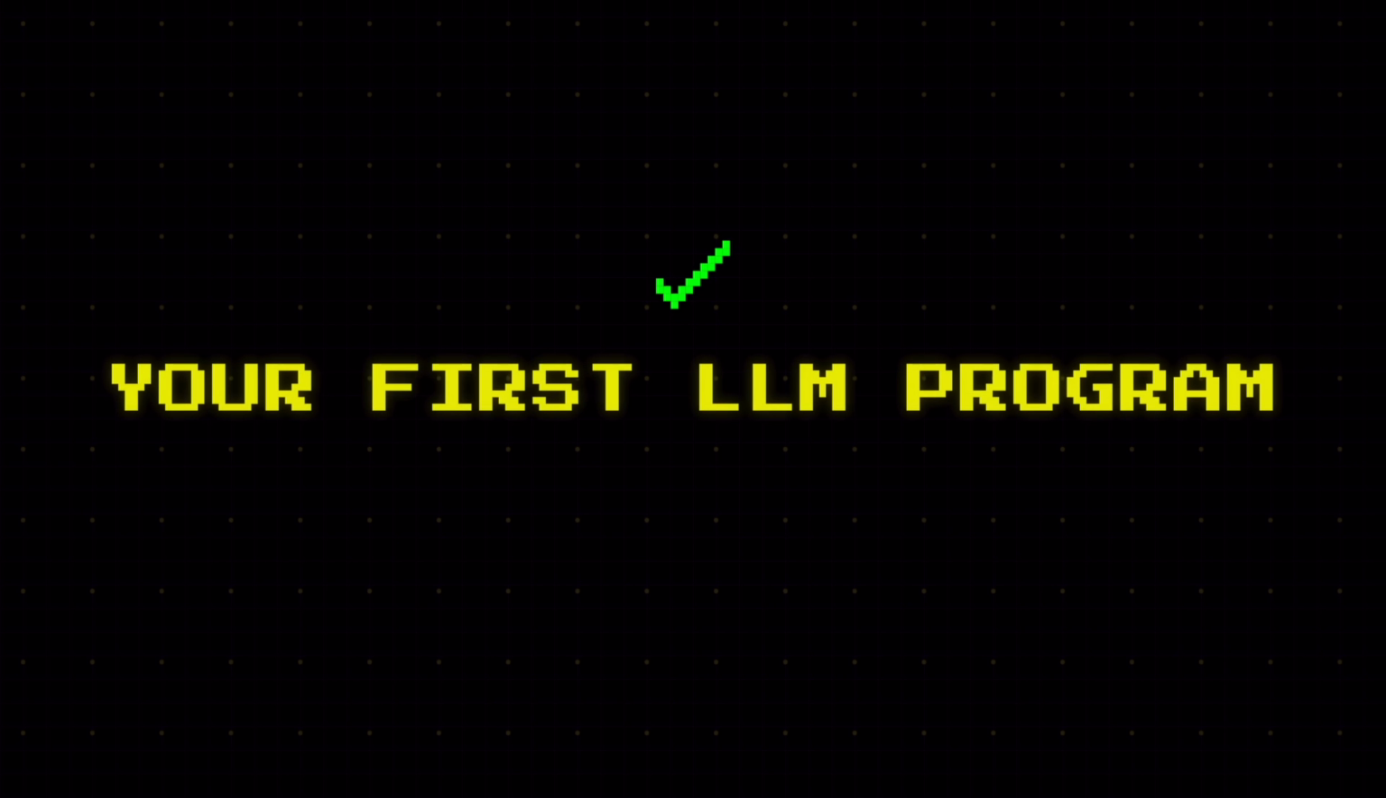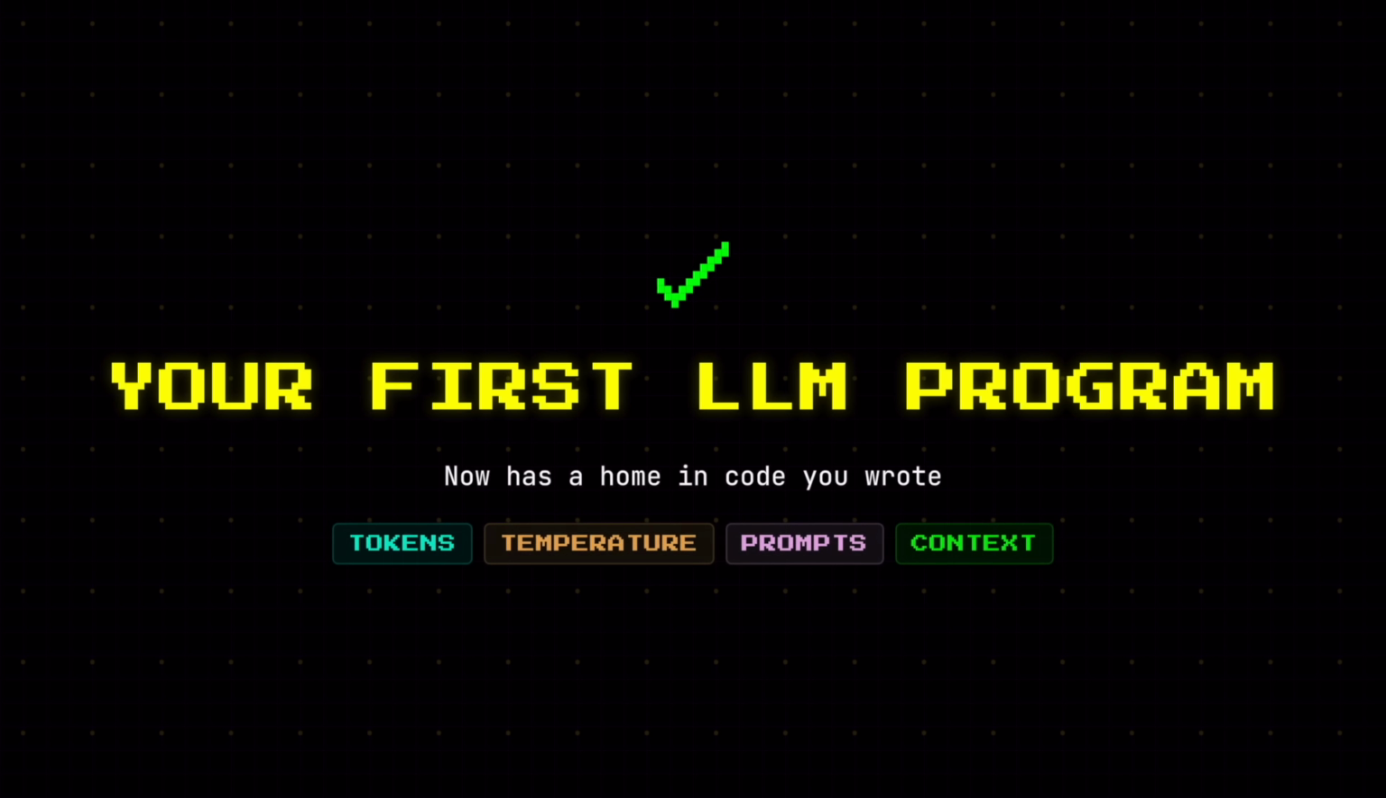That's it. You've written and run your first LLM program. Every concept from the last 7 lessons, tokens, temperature, prompts, context windows, now has a home in code you wrote. That's the foundation everything else in this course builds on.